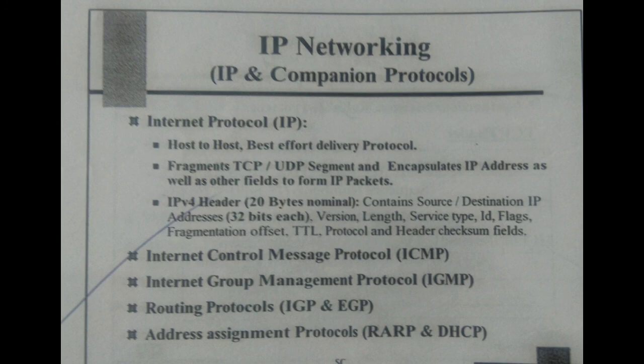There are some other companion protocols: Internet Control Message Protocol, that is ICMP, then Internet Group Management Protocol, IGMP. Then we have IGP and EGP routing protocols, Interior Gateway Protocol and Exterior Gateway Protocol. Then we have address assignment protocols, RARP and DHCP, Dynamic Host Configuration Protocol. These are the IP and companion protocols that work very efficiently in coordination with the IP protocol.